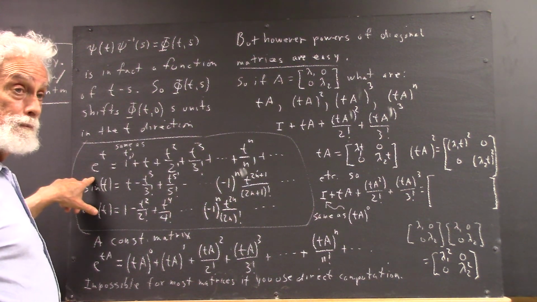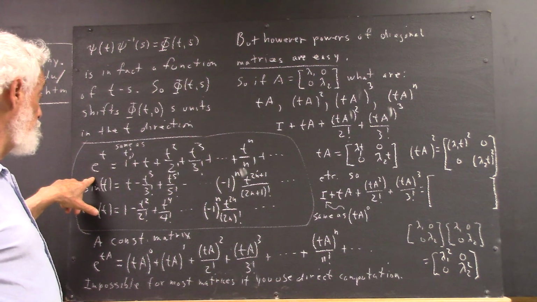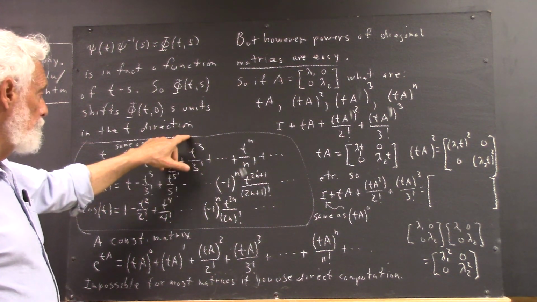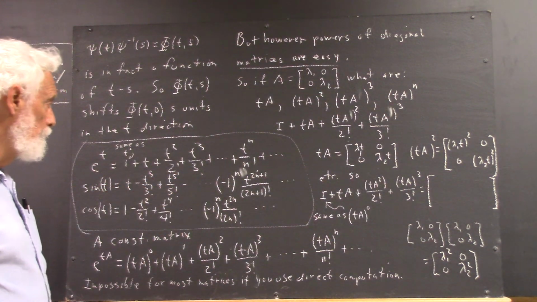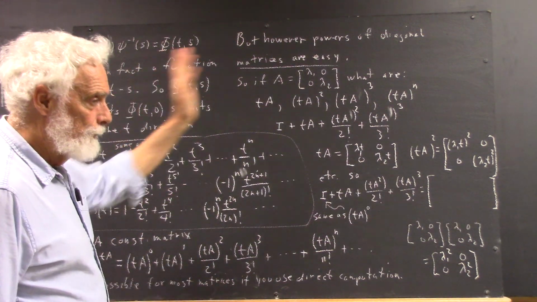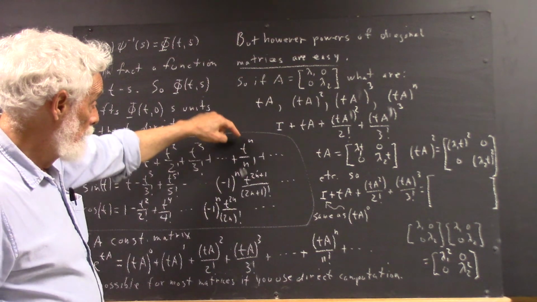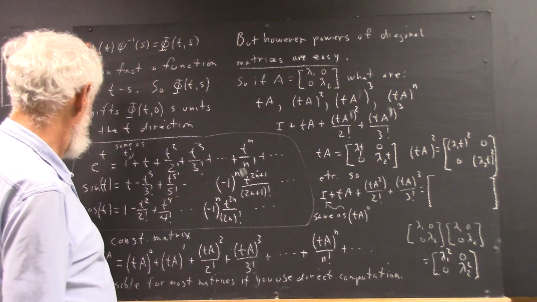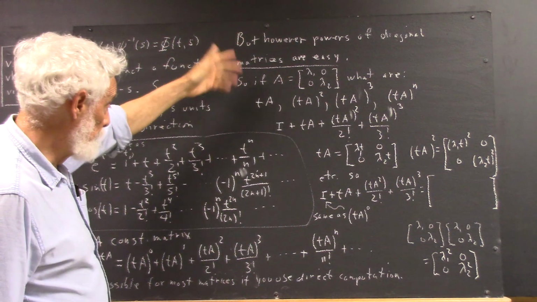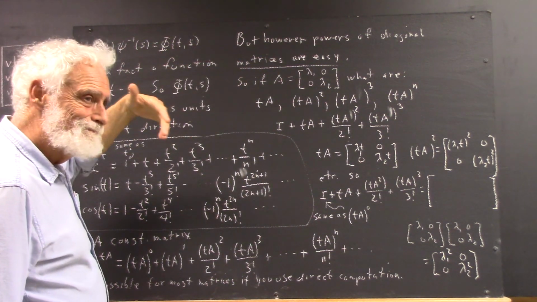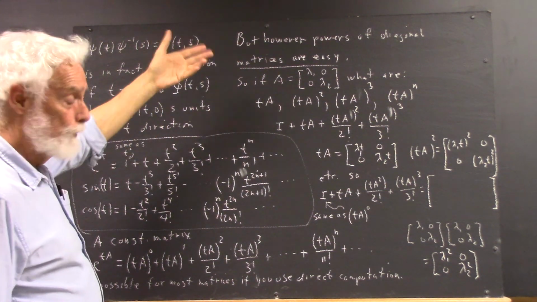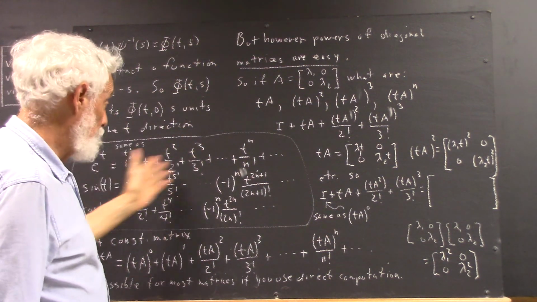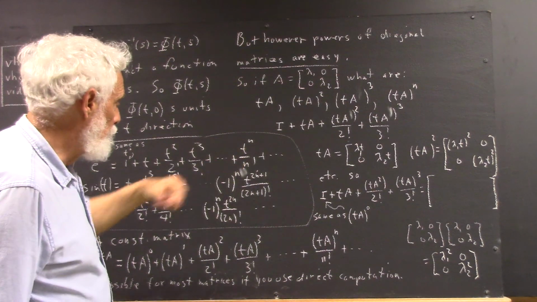The Taylor series for e to the t is just 1 plus t plus t squared over 2 factorial plus t cubed over 3 factorial, and that keeps going forever. The typical nth term of this series is t to the n over n factorial.